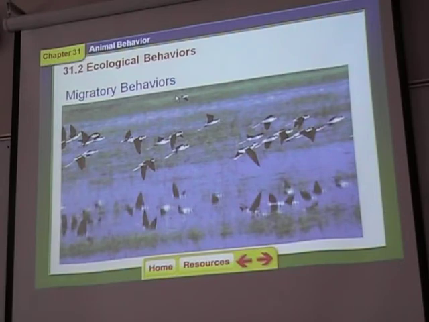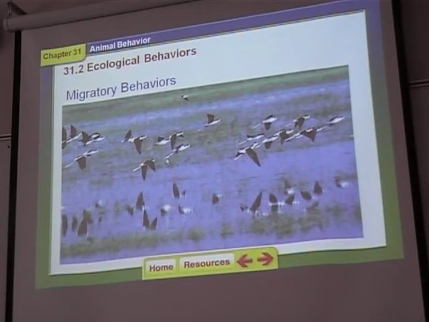Migratory behavior. Migratory behavior is moving from one place to another. There's different migrations. There's land migrations, where organisms like caribou, if you've ever heard of those, big moose-like hooved mammals that live up in the north, will migrate from one part of Canada all the way across to another, or one part of Russia all the way across to the other, looking for food. But most migrations you hear about are bird migrations.